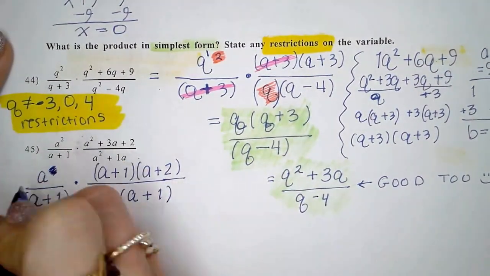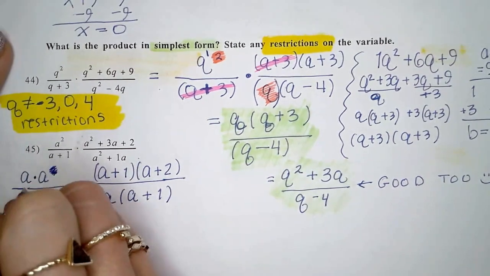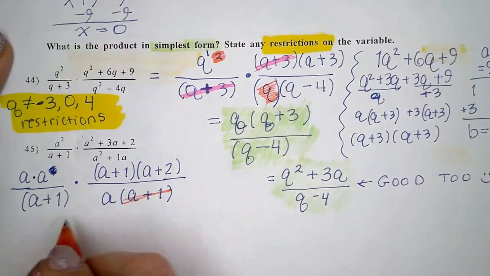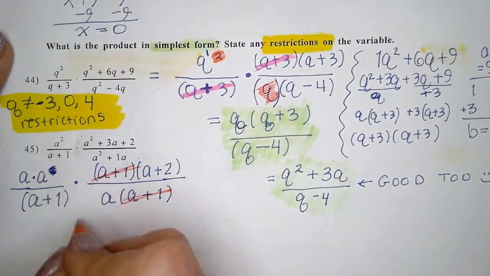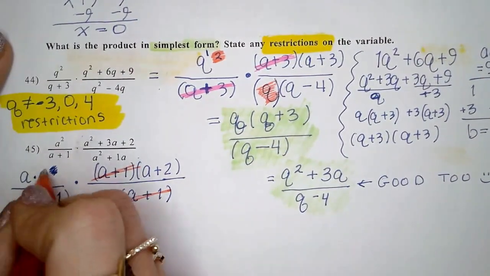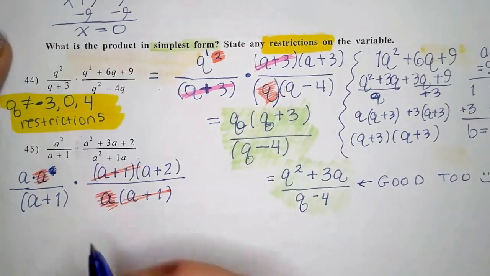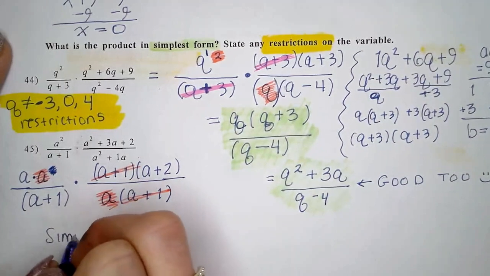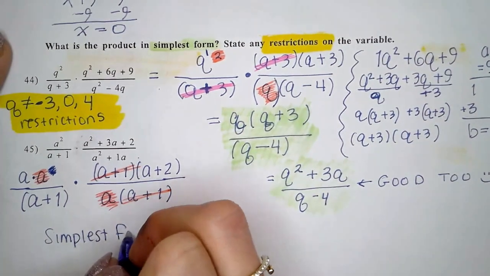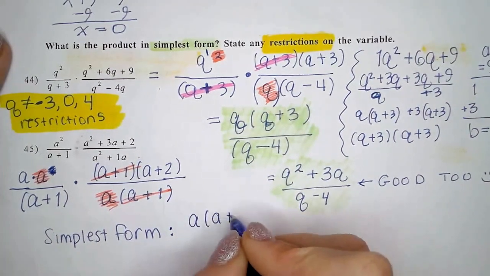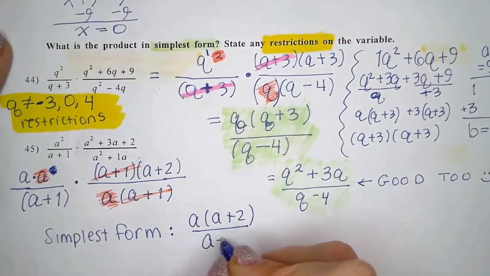A squared, I'm just going to look at it differently this time. I'm going to look at it as a times a to help out from before. And now, crossing out and reducing our fraction, we'll get a plus 1 reduced with a plus 1. We could go diagonally top and bottom, as long as it's all multiplication. A with the a. So again, we are left with simplest form, which is a times a plus 2 over a plus 1.